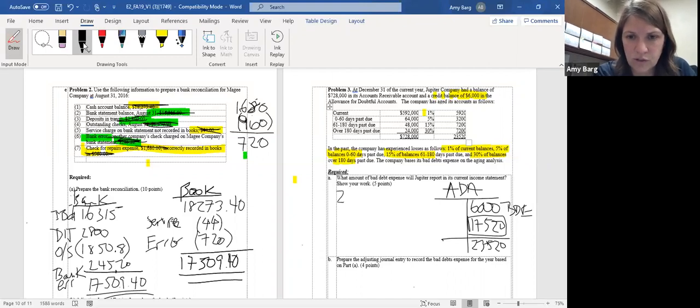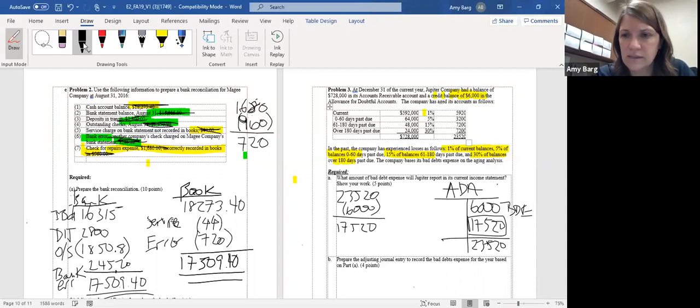Right, because that's how T accounts work. It's the 23,520 minus the 6,000 is 17,520, because stuff on this side is a positive, stuff on that side is a minus. This is a contra asset account. So 17,520 is your bad debt expense.